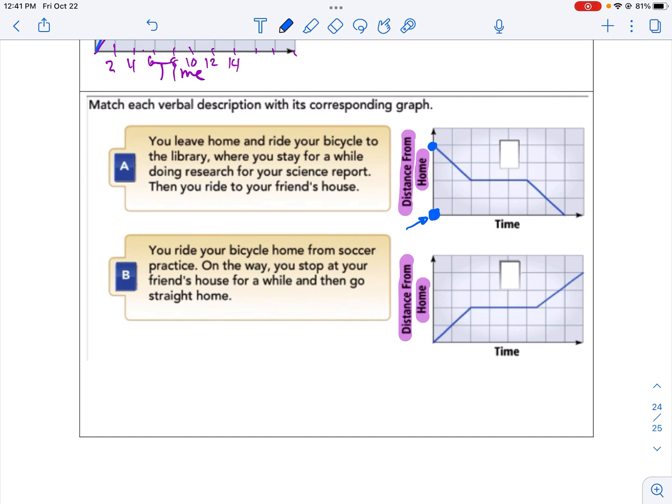And then you start riding your bike home from soccer practice, and you stop at your friend's house, and then you ride home. So this one is going to be B, which obviously means this is A, but it says you leave home, so if you're leaving home, your distance from home is 0 because you're starting at home. Go to the library, stop for a while, and then you continue further along to your friend's house.